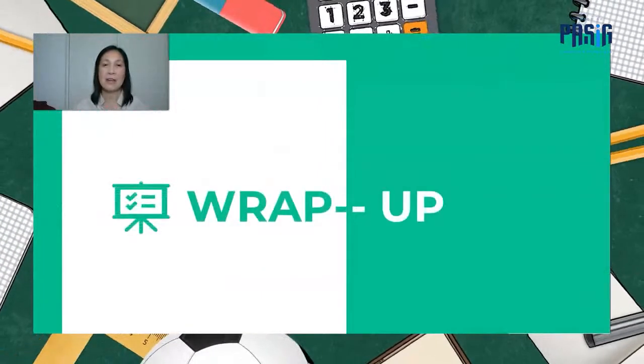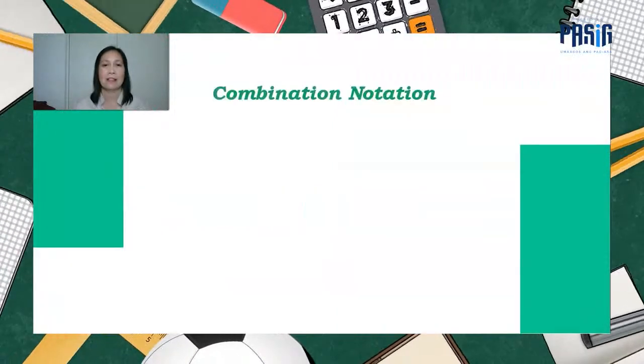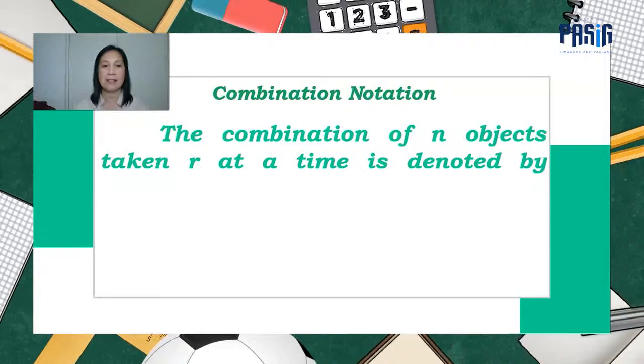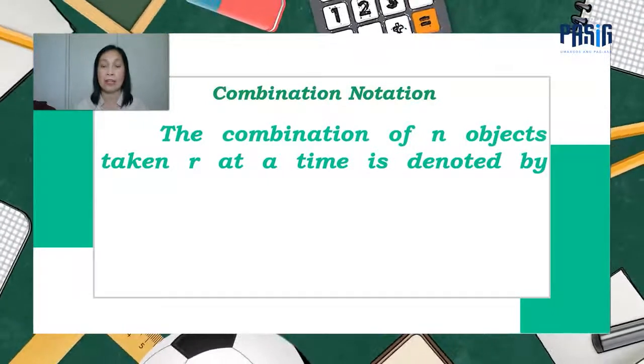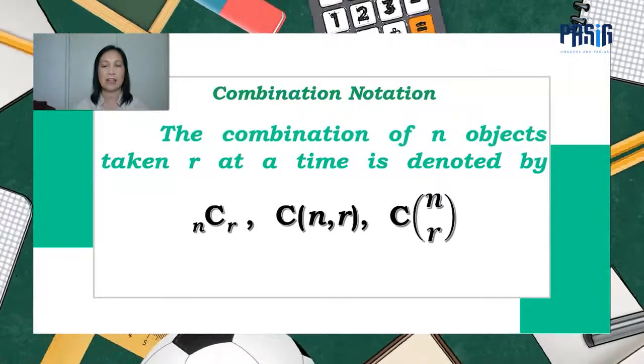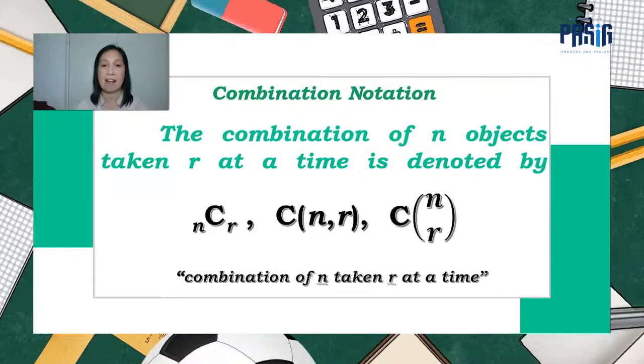Okay, now let us have a wrap up on what we have discussed today. So, combination notation. The combination of n objects taken r at a time is denoted by any of this combination notation. And it is read as the combination of n taken r at a time.